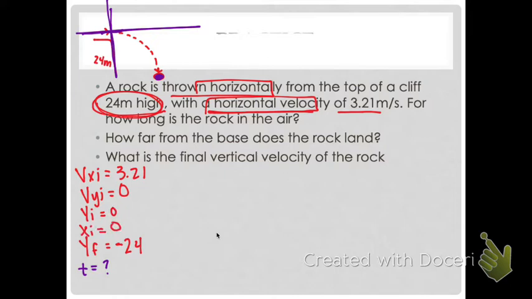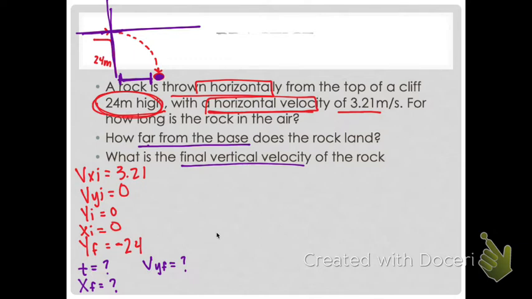Okay, so if we want to solve for time, we need to solve for how far from the base. What does that mean? That's this value right here. And so what variable does that go with? X final. Very good. That's my next question mark. And then final vertical velocity. How would I write out that variable that I'm looking for? Final vertical velocity. Perfect. VYF would be my next question mark.